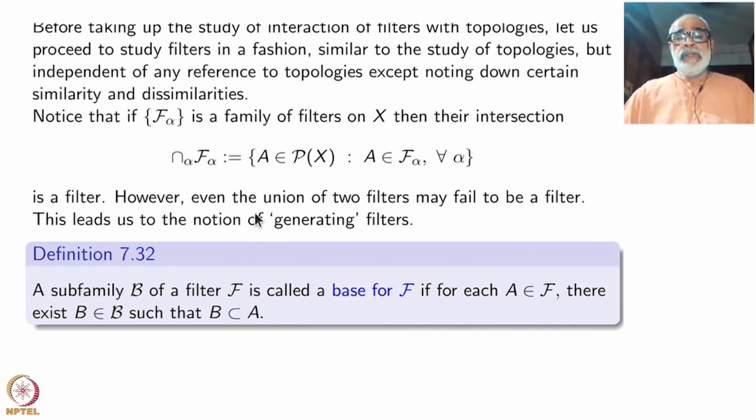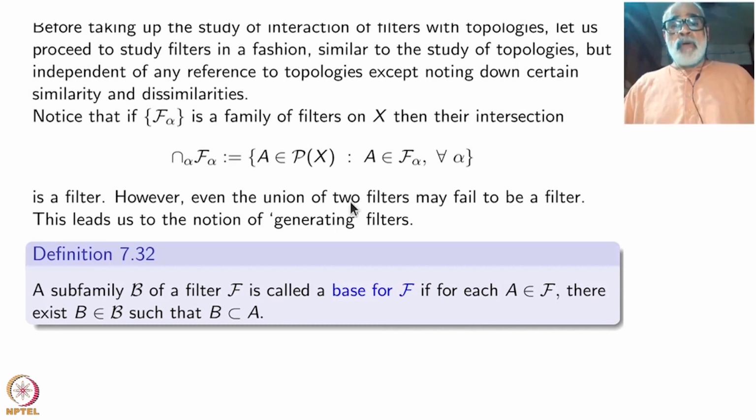However, even the union of just two filters may fail to be a filter, because one filter may have an element of some set, another one, their intersection may be empty. Right? You don't know that. There is no hypothesis. So that is one reason why union of two filters may fail to be a filter. This was there in topology also, but luckily, if we have two topologies, you can take the union and then generate a topology containing that. Even that will not be possible in the case of filters.